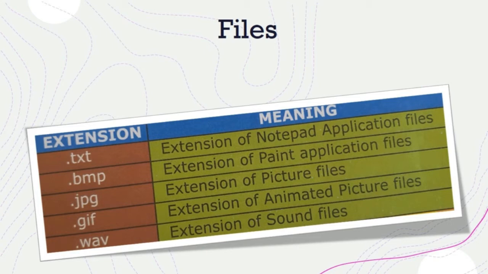Some of the file extensions are given in the table. First one, .txt. It is the extension of Notepad application files. Next, .bmp. It is the extension of Paint application files. .jpg. It is the extension of picture files. .gif. This is the extension of animated picture files. .wav. This is the extension of sound files.